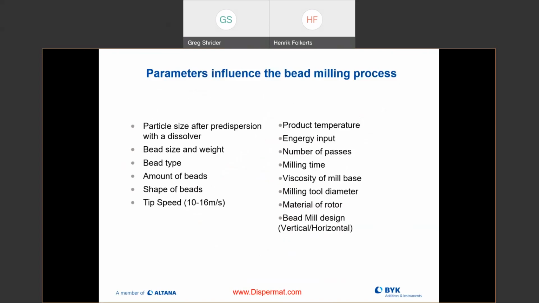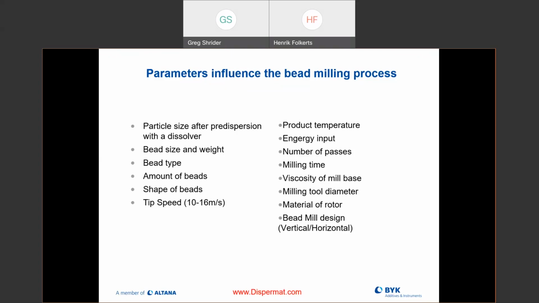So here are some of the really important parameters to monitor, to watch what influences the process. Obviously, after a predispersion, the particle size is critical. If it's too large, you're not going to have efficient milling because it's going to clog up your screen or your dynamic gap, and then you're going to have very poor flow through your mill. Again, bead size and bead weight is critical. The bead type: stay away from the inexpensive beads. Use zirconia beads.